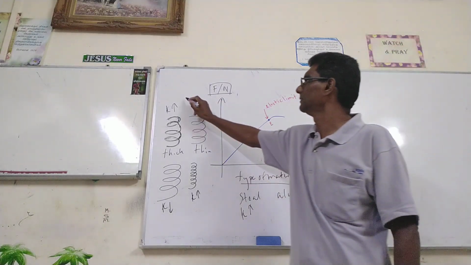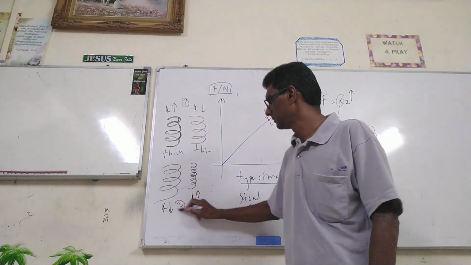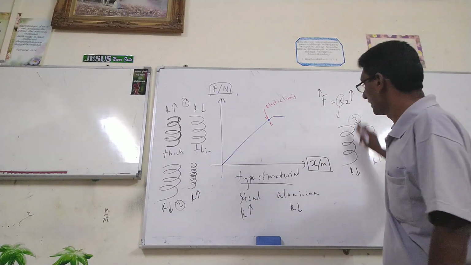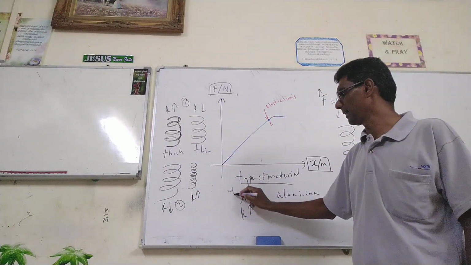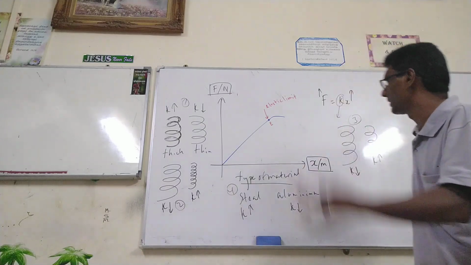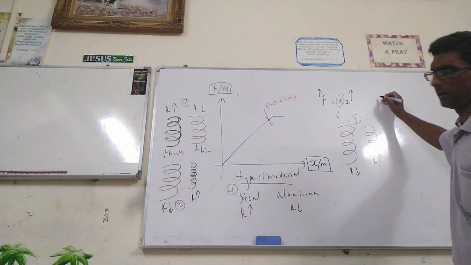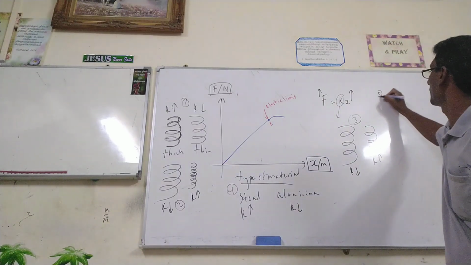This is the first factor. The second factor is the coil, the third factor is the length of the spring, the fourth factor is the type of material, and the fifth factor is the method of arrangement.